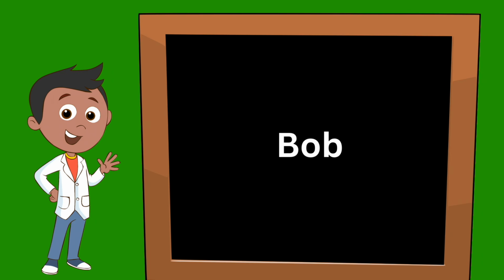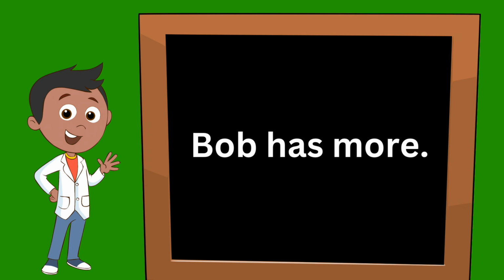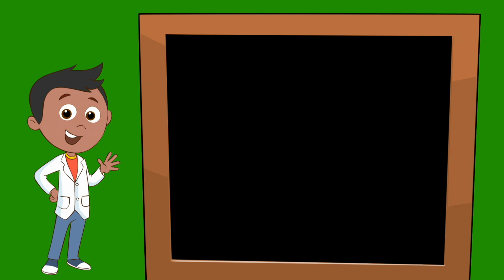While this answer is right, that's not the right way to answer it. When we're answering the word problem, we want to make sure we're very clear. Just Bob isn't enough information. So we're going to be very specific. We're going to write, Bob has more. Would you like to try another one? Me too, because I think we're getting really good at this.